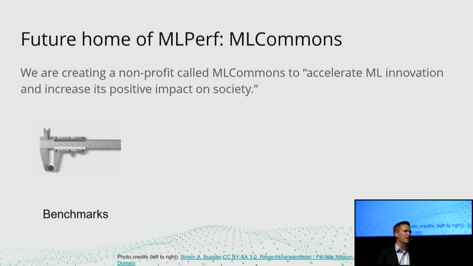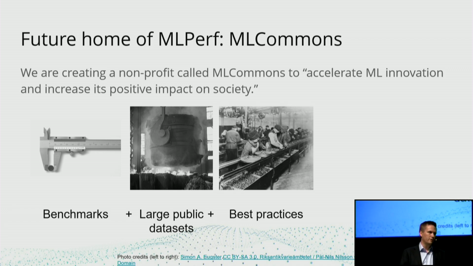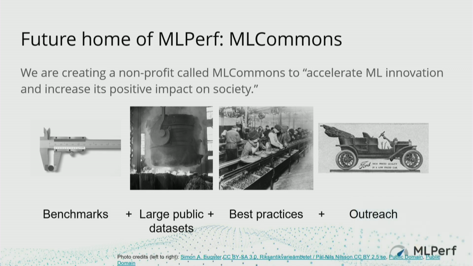Benchmarks. These are the precision measurements of our field. We want to make better large public data sets. These are the raw materials of our field. We want to do better software practices. This is like going from handmade models to assembly line creation of ML software. And lastly, we want to do better at outreach, demonstrating to people the potential of ML, maybe through research challenges. So we've seen this recipe before. It turns out when you put these factors together in a young industry, very good things happen. We would like to help make that happen.